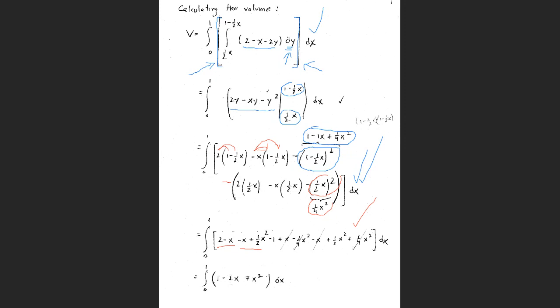And oddly enough, we have some simplifying out. These two x terms cancel out, and the negative 1/4 x squared terms cancel out. And if I combine the rest of the like terms, this is what I'm going to get. The volume will be the integral from 0 to 1 of 1 minus 2x plus x squared with respect to x. And now it's a calculus 1 problem.